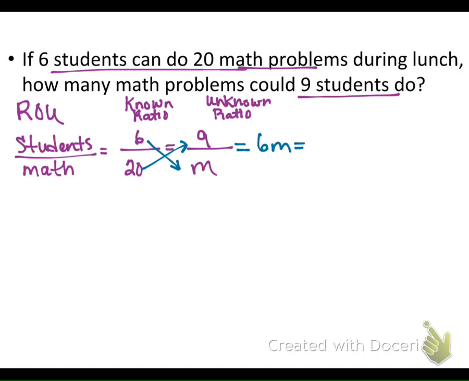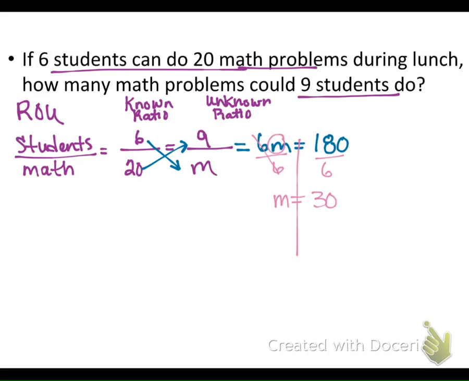What's 20 times 9? 180. Okay. Set my problem up. I circle my variable. Draw my line. Okay. How do I get the m by itself? Not circle the 6, but there you go. Divide by 6. So 180 divided by 6 is 30 what?